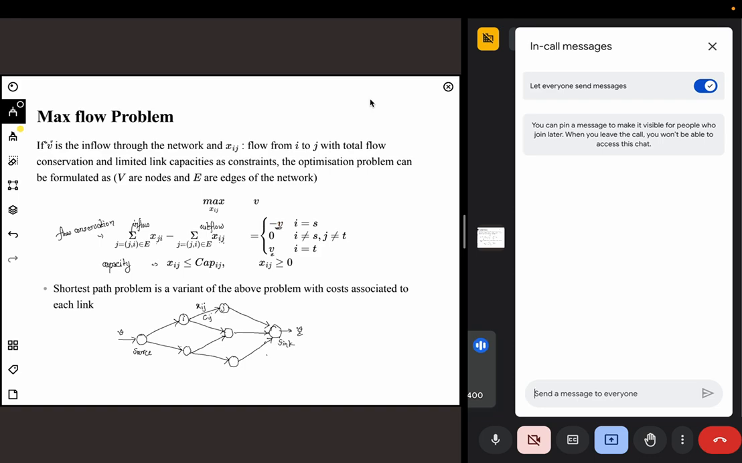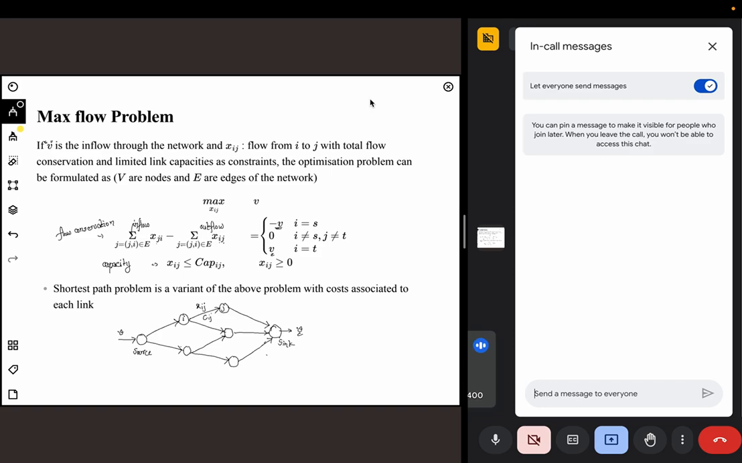So this is the flow conservation, and the next one is the straightforward one. Any flow that can happen between any of these arrows should always be less than or equal to the capacity of that particular arrow. With these constraints, we are trying to maximize this particular V. So this is the mathematical statement of the problem. The same statement can also be used in different scenarios.